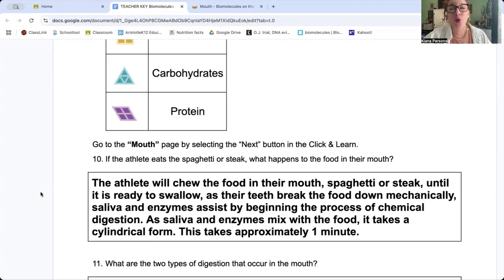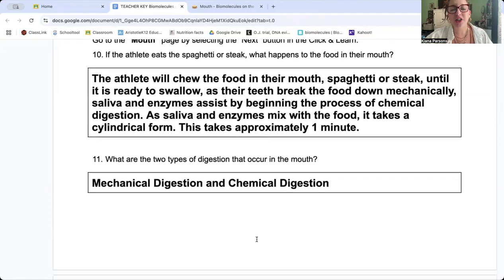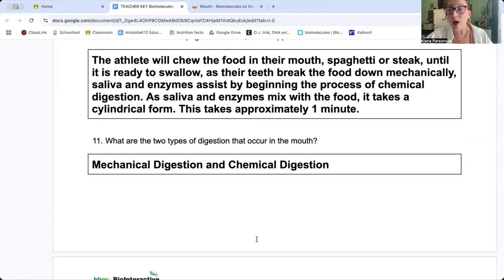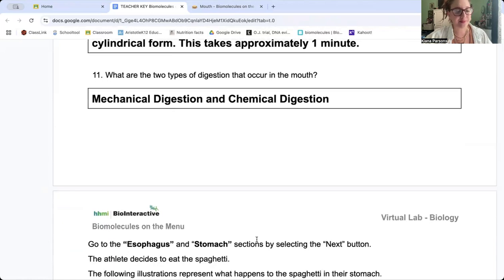And that cylindrical form, which wasn't written in the lab but I mentioned in class, is called a bolus. And I just think that is a funny word. Personally, it helps me remember chemical and mechanical digestion because it sounds funny that we're swallowing a bolus. All right, so what are the two types of digestion that occur in the mouth? Mechanical and chemical digestion: chewing, and enzymes and saliva.